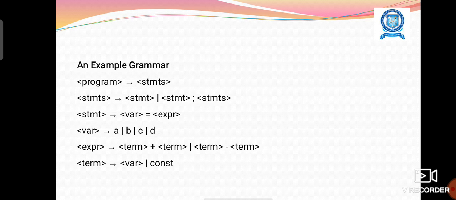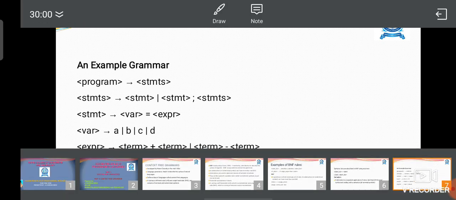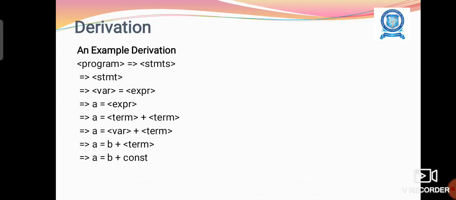Program implies statements. Statements implies statement, or statement followed by statements. Statement implies variable equals expression. Variable implies A or B or C or D. Then expression implies term plus term or term minus term. Term implies variable or constant.